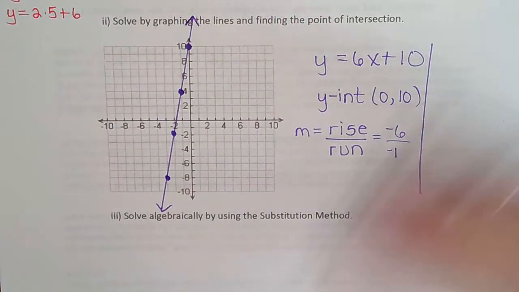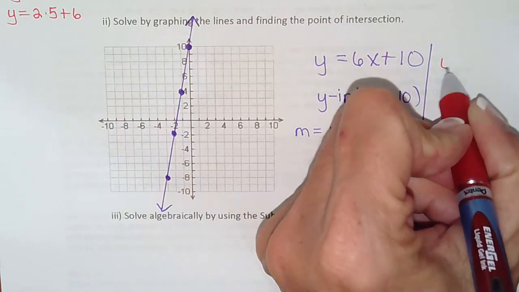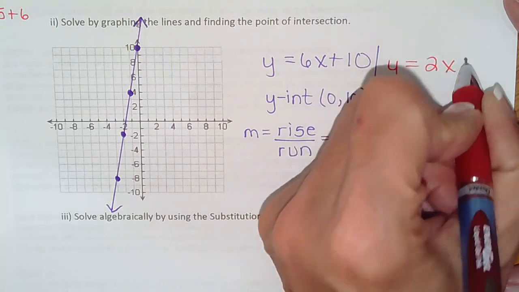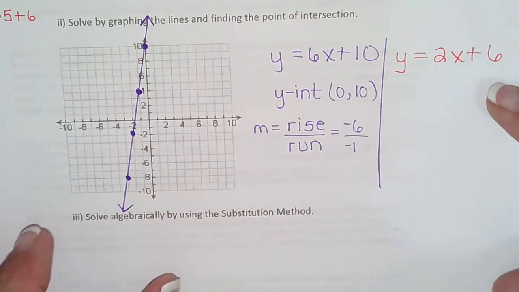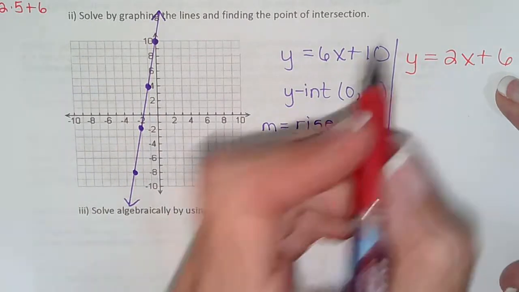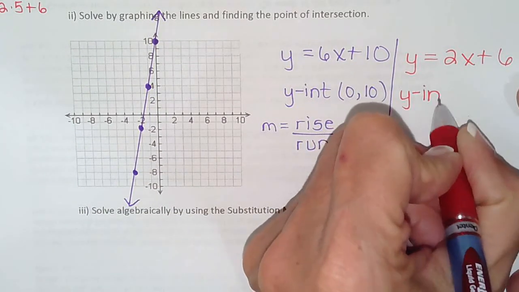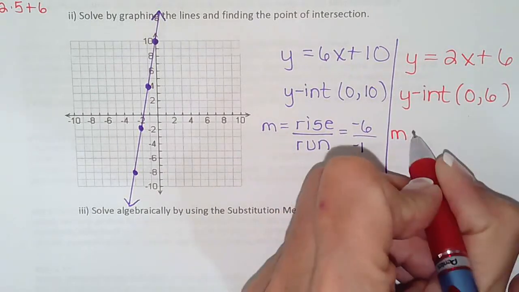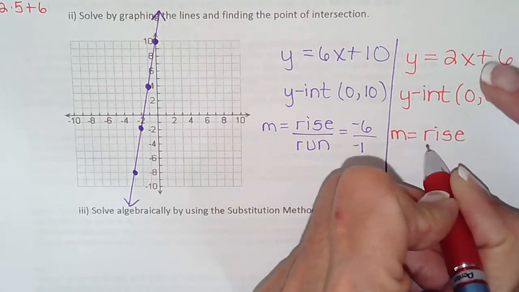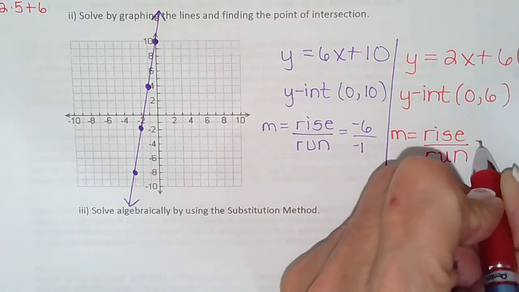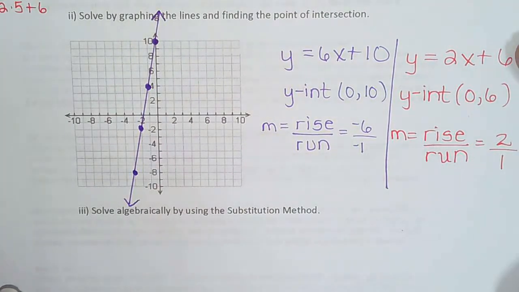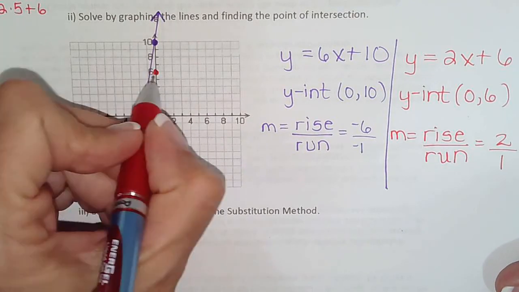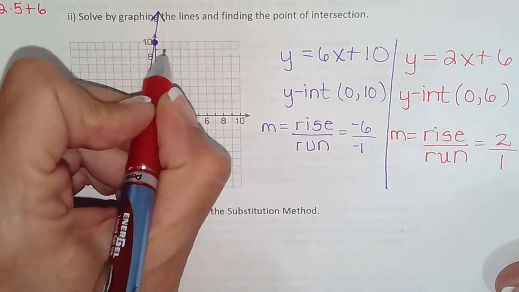Okay, next we're going to do y equals 2x plus 6. Remember, the number out at the end is the y-intercept. So first we're going to graph the y-intercept. And y-intercept always has x 0, so 0, 6. And our slope, which is rise over run, again, it's a whole number, so we'll write it as 2 over 1. So 0, 6, rise 2, run 1, rise 2, run 1.